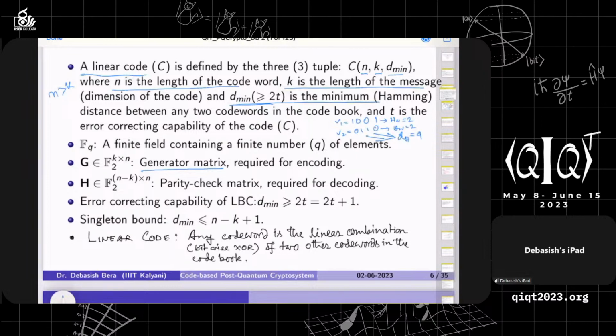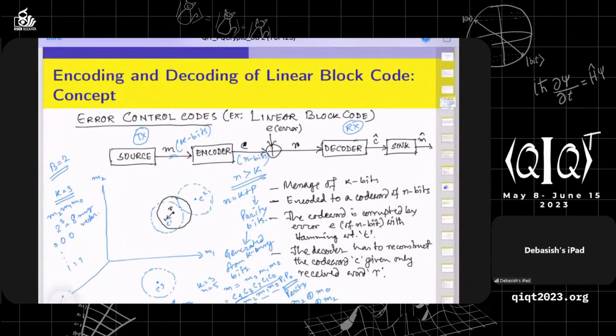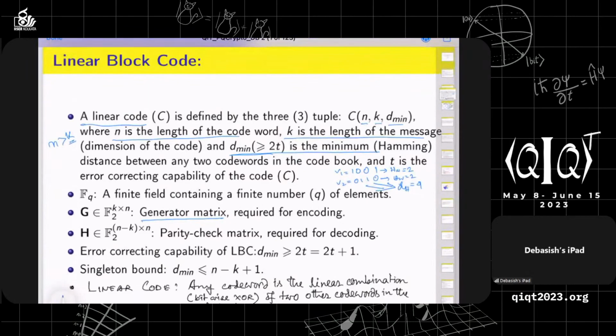So now in this way, as my dimension is k, I have total 2 to the power k message vectors, different message vectors, right? Similarly, there will be a one-to-one mapping between the message and the code word. So I will get similarly 2 to the power k different code words. So among all the code words, code word vectors, if you find the Hamming distance between all possible code words, the smallest is called the minimum Hamming distance. So distance between any two code words in the code book, I can say.